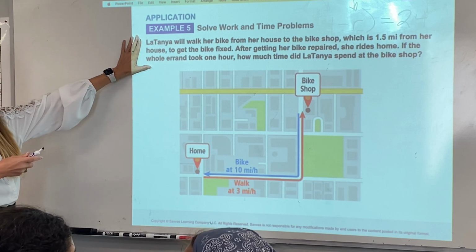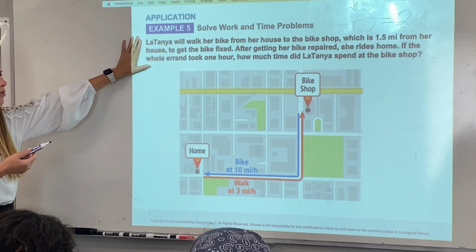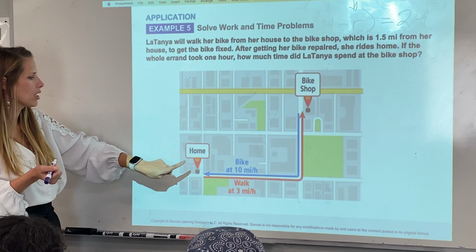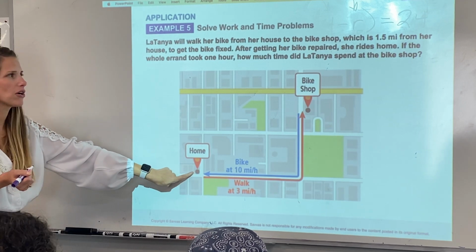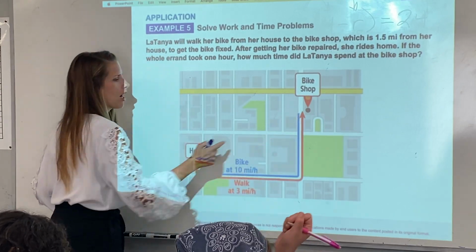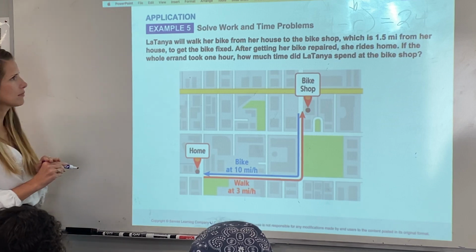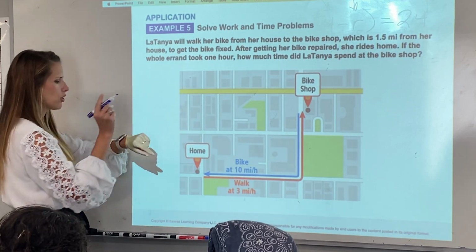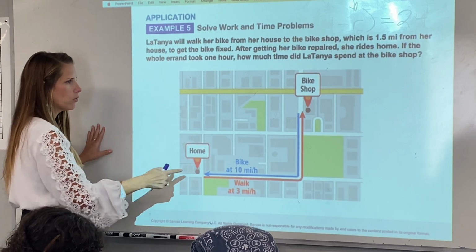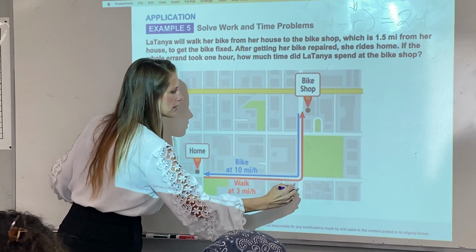So let's look at the important information. Does it matter what her name is? No, even though it's kind of a cool name. She's walking her bike from her house. I do appreciate the diagram though, right? From her house to the bike shop. Which color is representing the walk to the bike shop? Red, very good. They say it is a total of 1.5 miles from her house. So this red line is 1.5 miles.